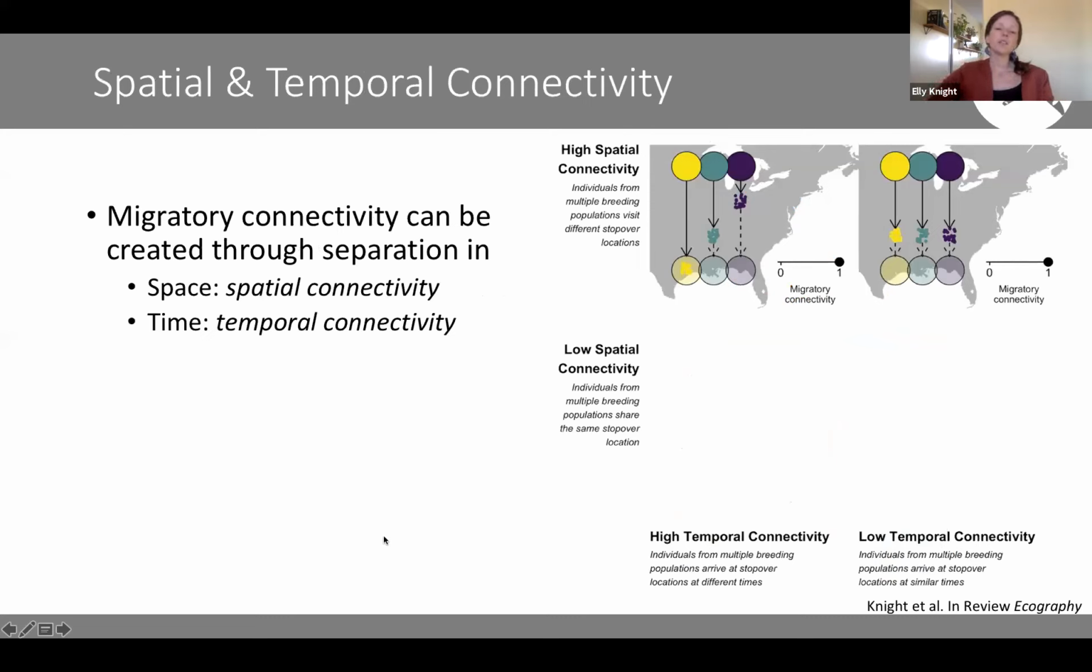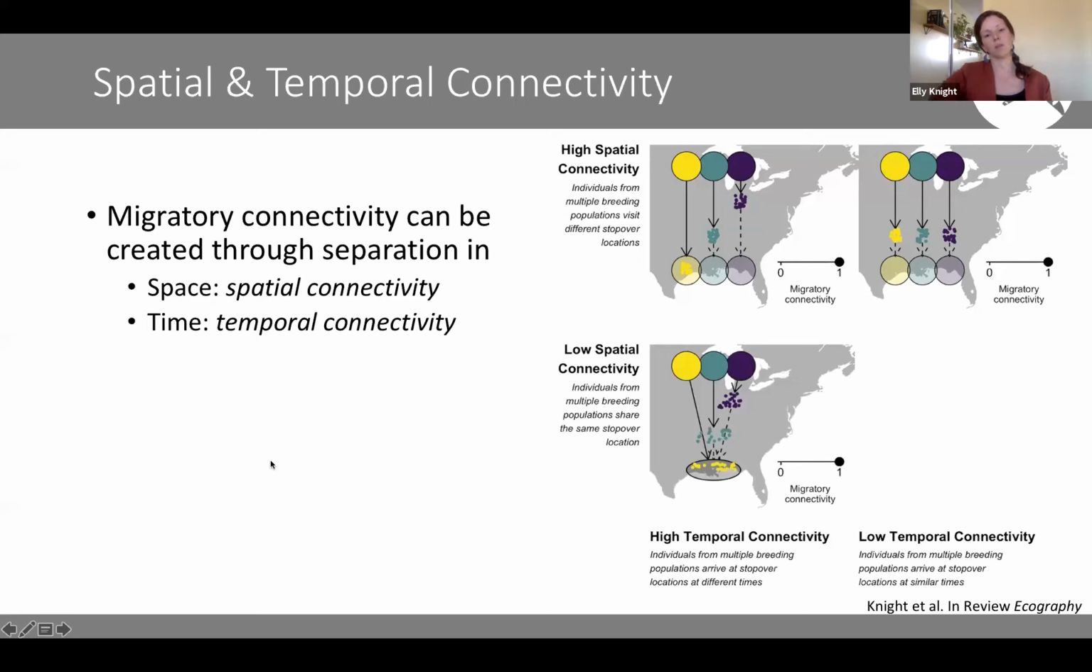And to do that, we have to consider that connectivity can arise through separation in space or separation in time. So the type that we're most familiar with is spatial connectivity. In this example, we have 3 different populations of a hypothetical migratory bird that breeds in the Great Lakes area and migrates south to a stopover on the Gulf Coast before continuing on. If those 3 populations each use a different route and area for stopover, we have high migratory connectivity regardless of when each population migrates. But if our 3 example populations use a common stopover area, we can still get high migratory connectivity if they have population-specific migration timing, because those differences in timing still cause spatial clustering of individuals.